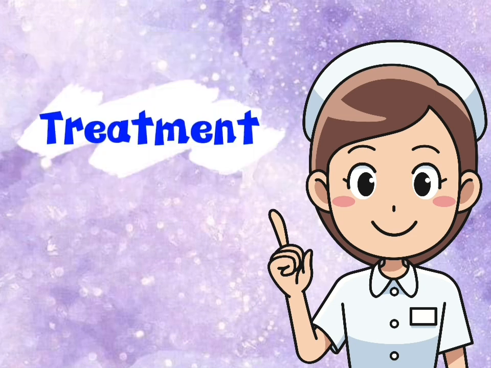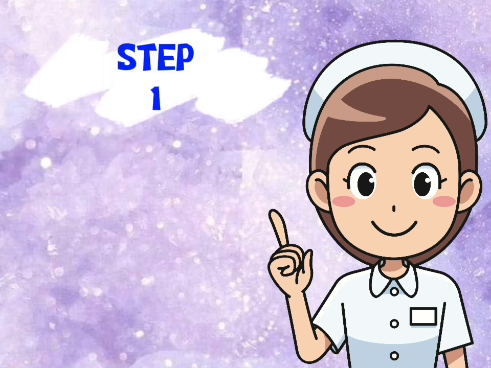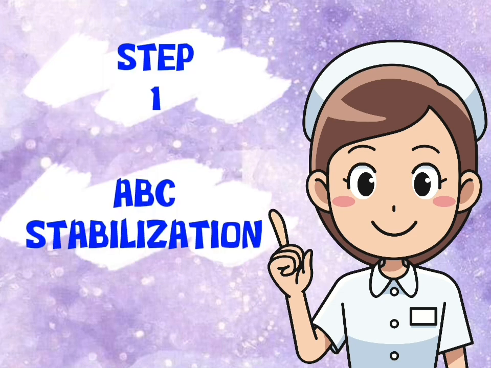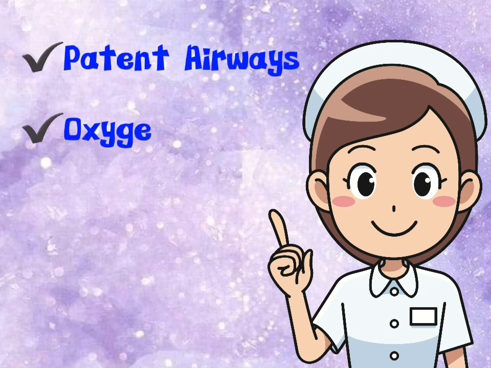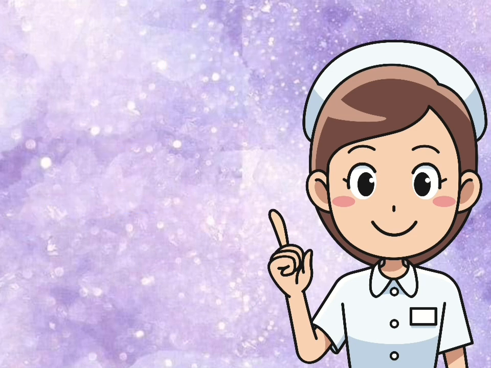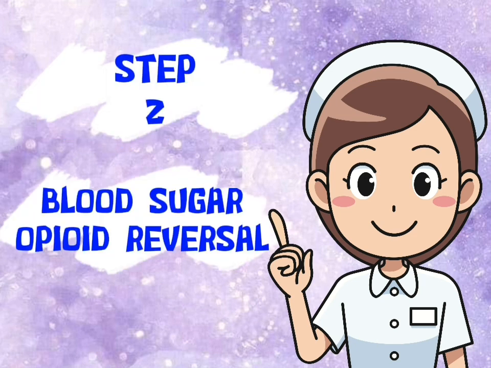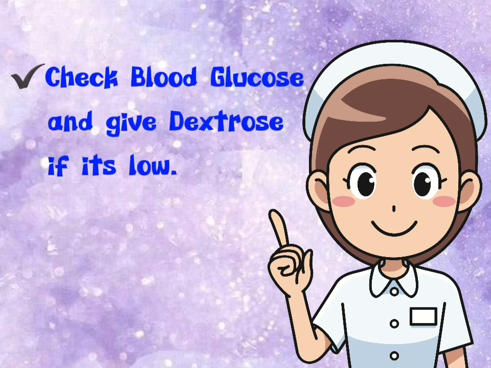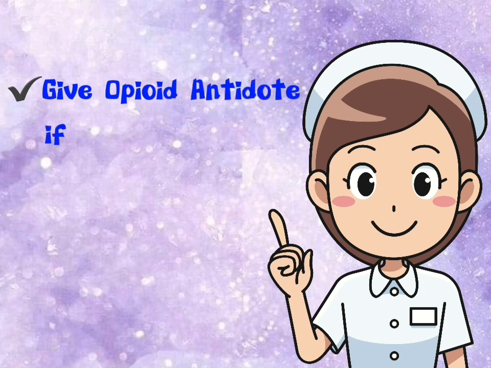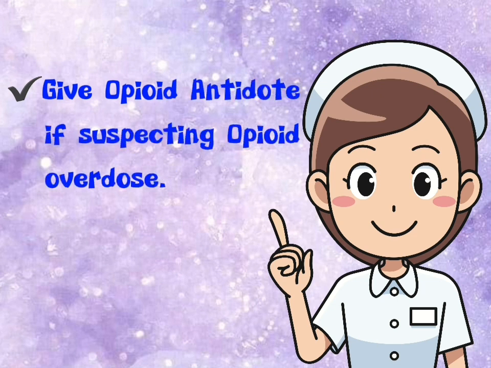Now let's move on with treatment. Step 1 is ABC stabilization. Make sure that the patient has patent airways. Give oxygen if oxygen saturation is low. Give IV fluids, or intravenous fluids, for hypotension. Step 2, blood sugar and opioid reversal. Check blood glucose and give dextrose if it's low. If suspecting opioid overdose, give opioid antidote.